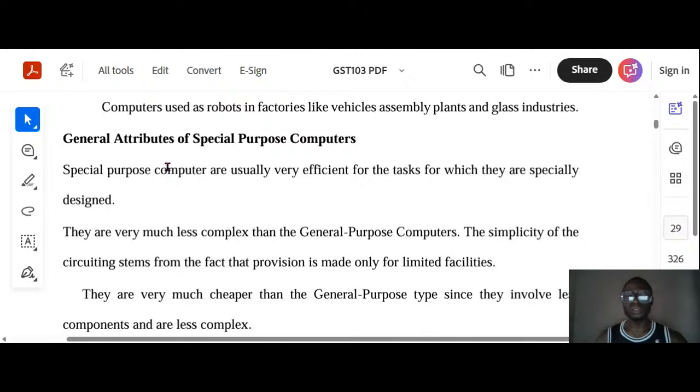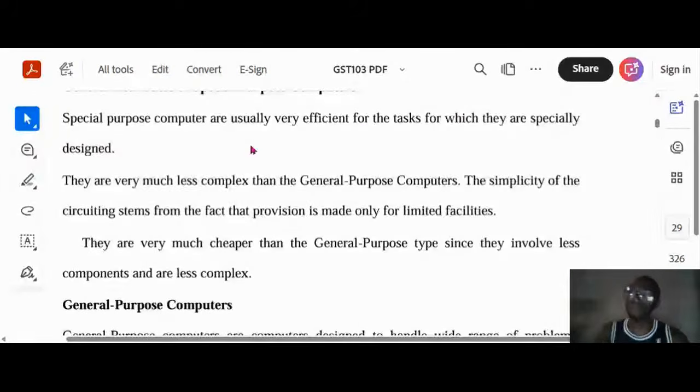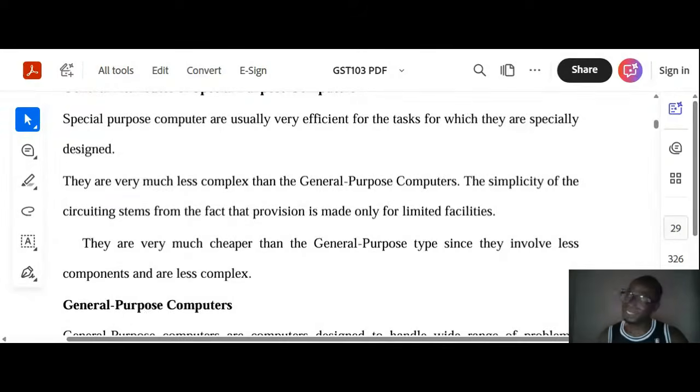Now, what are the things general purpose computers do? Also, for a special purpose computer, what are the attributes they have? Special purpose computers are usually very efficient for the task for which they are specially designed, the tasks they do every day. Even you as a human being, they say consistency is key. If you are doing one thing every day, you become a master in it. You'll be able to do it even in a dream, because it's only that thing you have been doing.